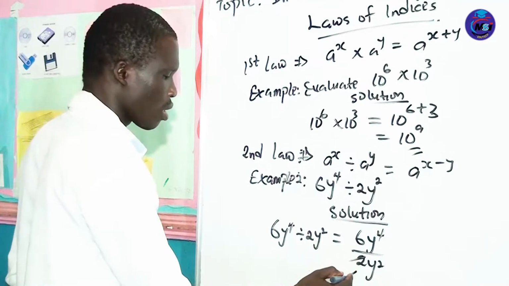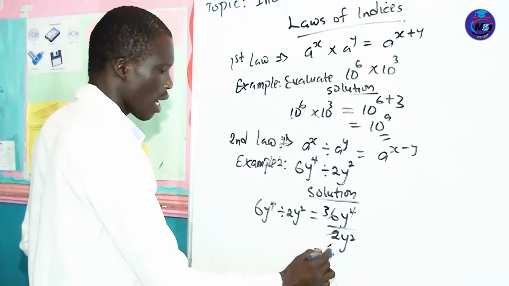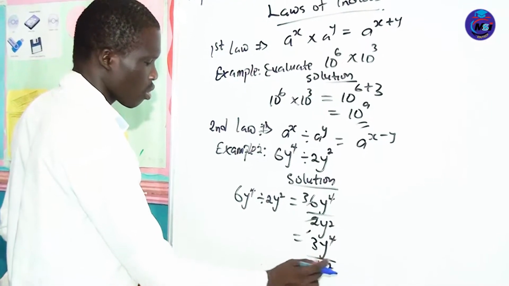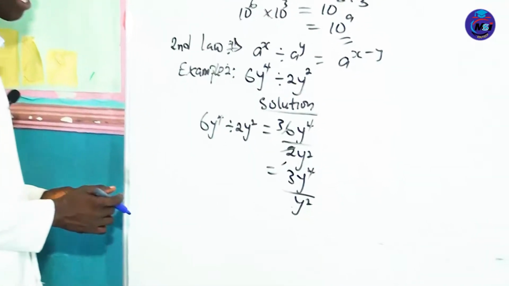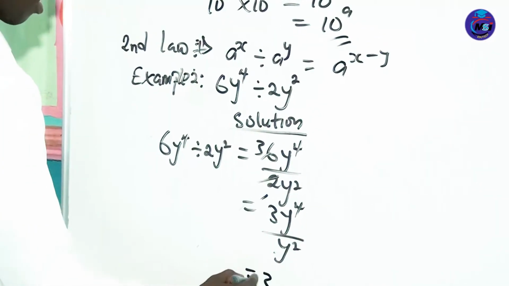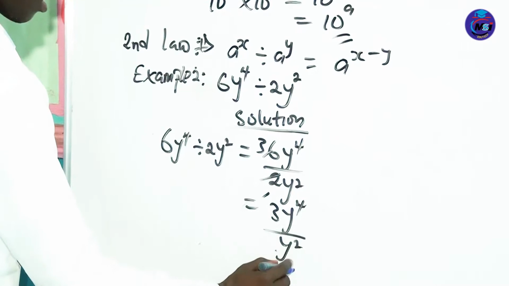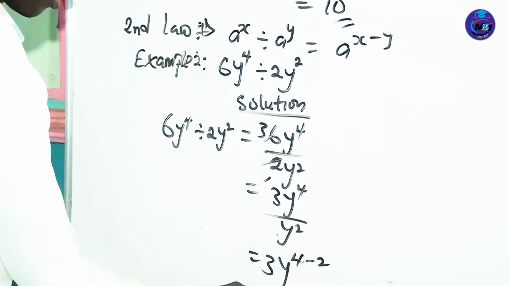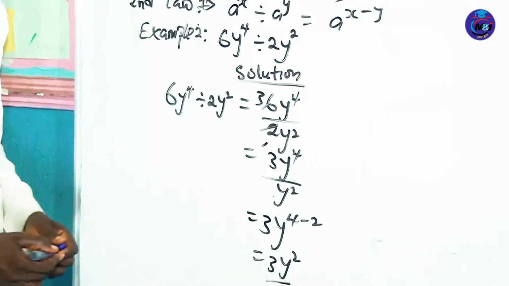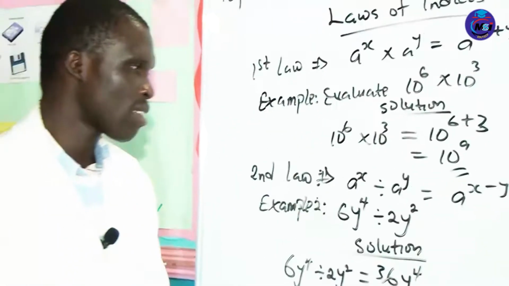2 here 1, 2 here 3. We have 3y raised to power 4 all over y raised to power 2. y is common to both. Apply this law, we are going to have 3y raised to power 4 minus 2. This will give us 3y raised to power 2. I believe you understand this. You know how to apply this.